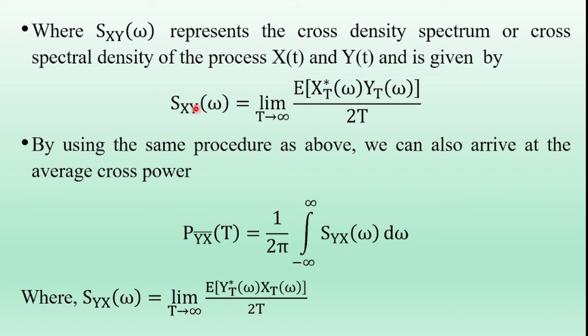This equation is called the cross power density spectrum, or cross density spectrum, of the two random processes X(t) and Y(t). So this is the concept of the cross power density spectrum.